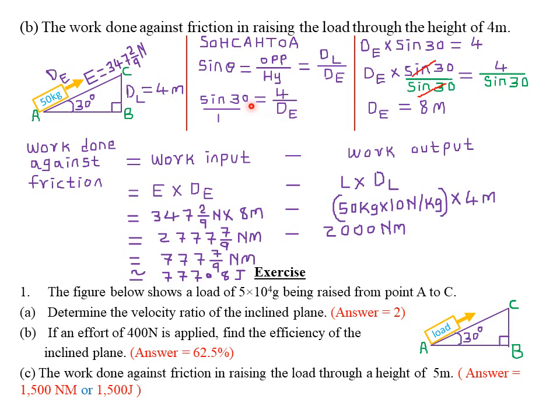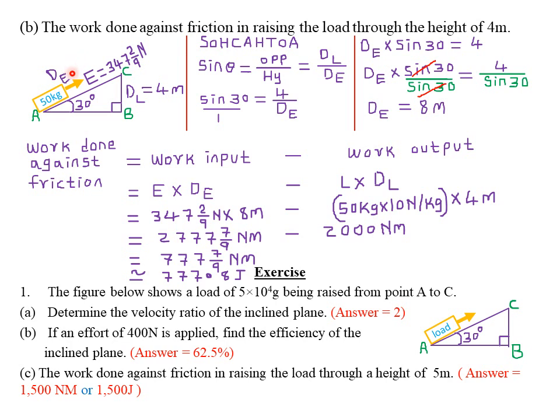So if I do cross multiplication, I'll have effort distance times sine 30 being equal to 4 times 1, which is just 4. Then if I divide both sides by sine 30 degrees, I'll have DE being equal to 4 divided by the sine of 30 degrees. Remember, sine 30 degrees is 0.5. So 4 divided by 0.5, or 4 divided by a half, we'll simply get 8 meters as our effort distance.